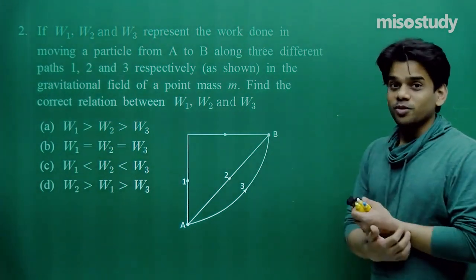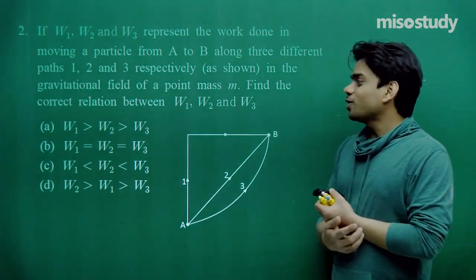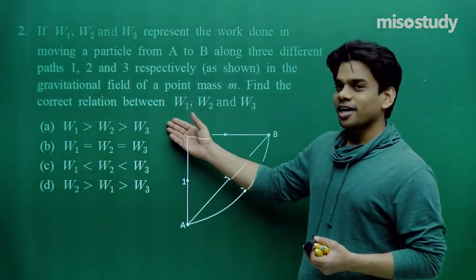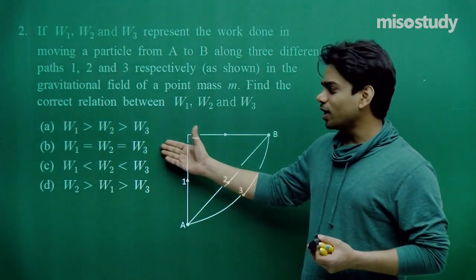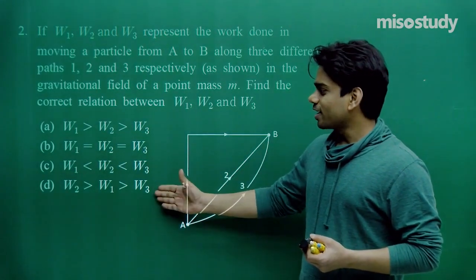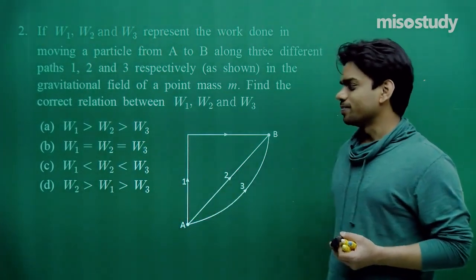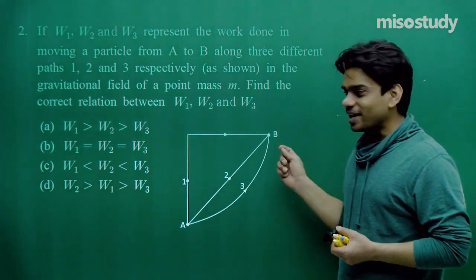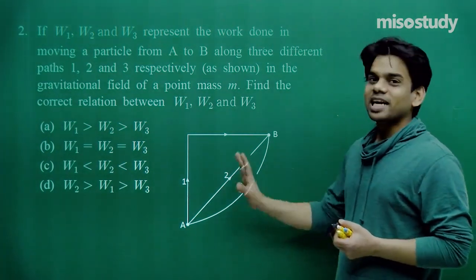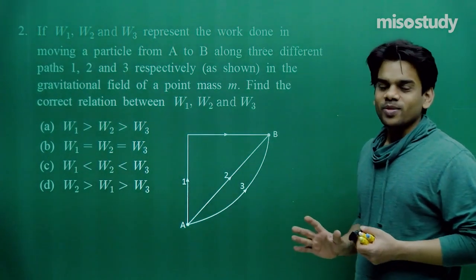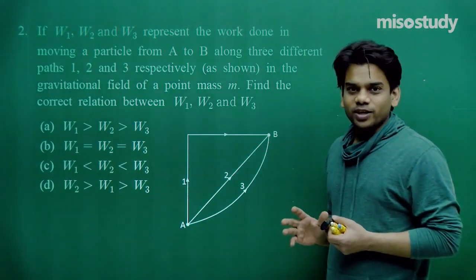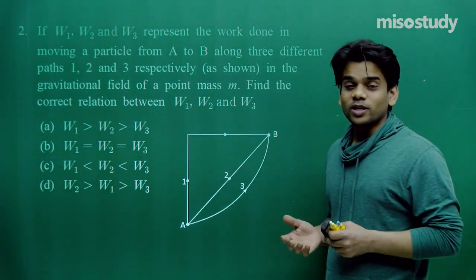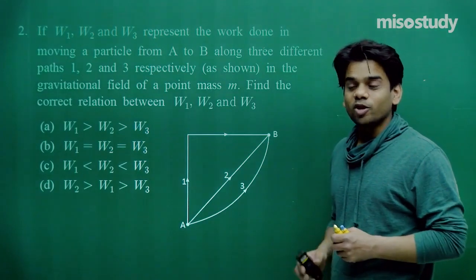This is a previous JEE question. So see here, we have to find out how they are related, whether this relation holds, or they all are equal, or this relation holds, or W2 is greater than W1 is greater than W3. The particle is let to move along 3 different paths in the gravitational field of a point mass small m. Now gravitational field is a conservative field. In a conservative field, we know that work done is independent of the path adopted.